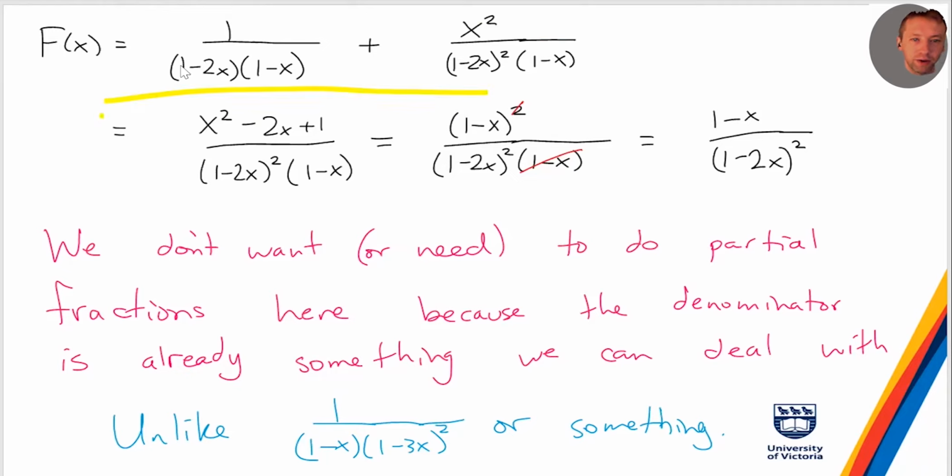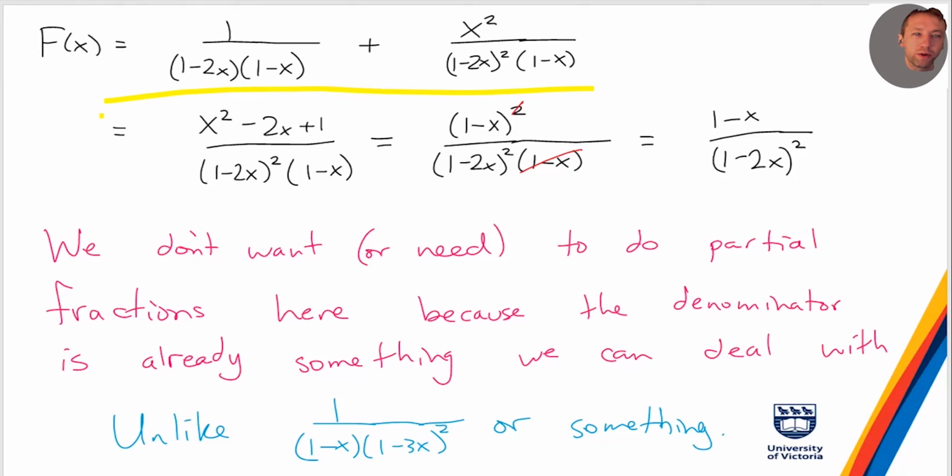So I've got 1 over (1 minus 2x) times (1 minus x). And then on the other part, I have x squared over (1 minus 2x) squared times (1 minus x). So it's not completely clear what to do here. One possibility is you could just take each of these expressions and do partial fractions. And that's going to be fine. You can do that. It'll all work out.